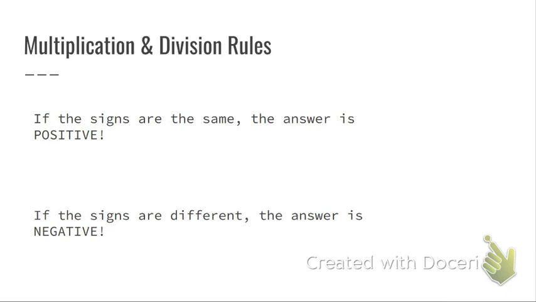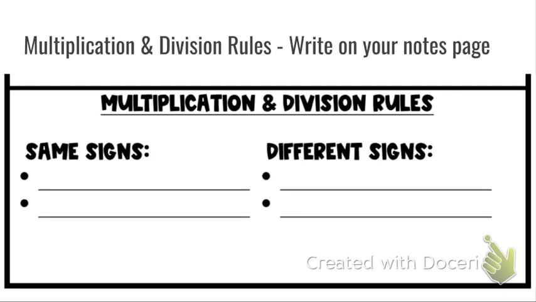So our rules for multiplication and division, again, you should put this on your paper, much easier than adding and subtracting because they're very much more clear-cut. When we're looking at just two numbers, if the signs are the same, the answer is positive, and if the signs are different, the answer is negative. Again, this is when we're looking at two numbers at a time, and the same rule applies for multiplying and dividing. So you can write that.